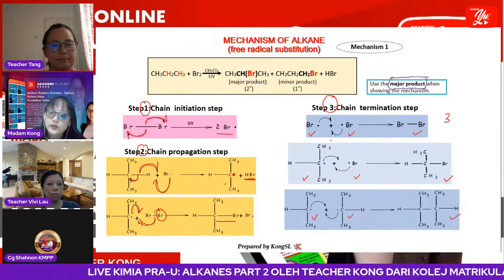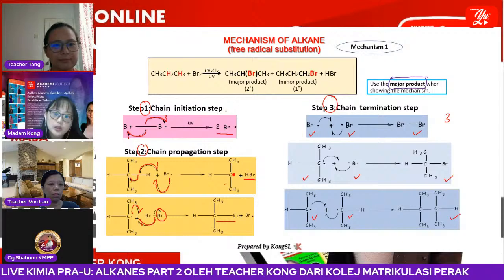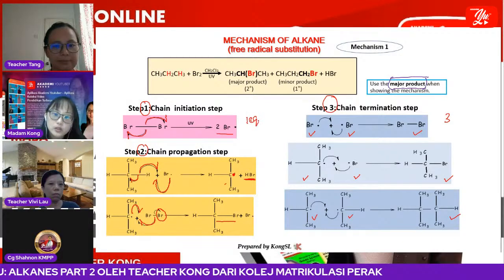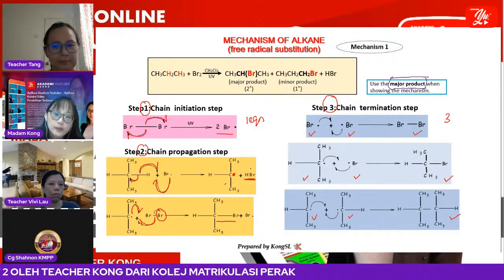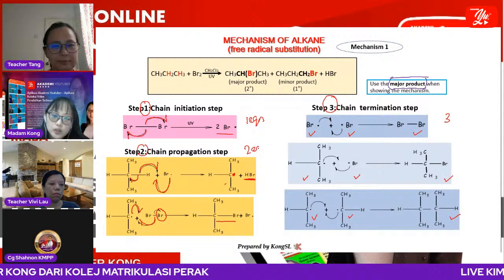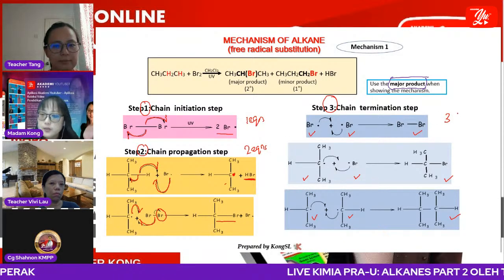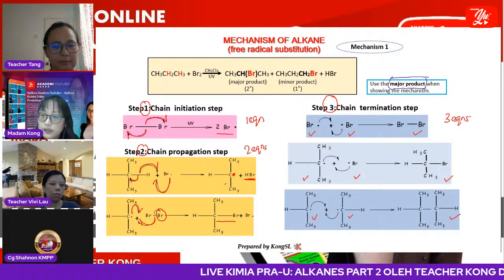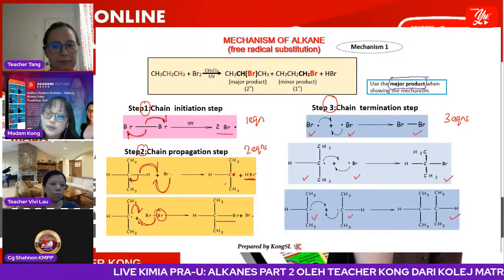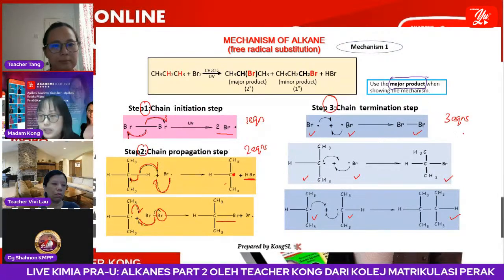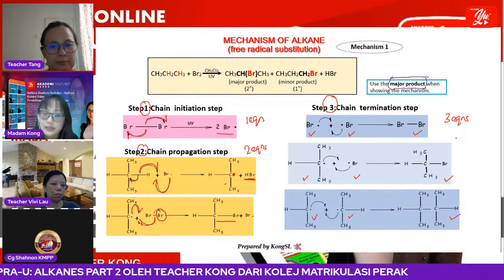So I always remind my students, right, for step one, the initiation step, only one equation. For step two, the propagation step, there must be two equations. And then for step three, the termination step, there must be three equations. It's a must. Kalau sini dua, you tulis satu, salah. Bukan salah, tak dapat markah penuh. Kalau sini tiga, you tulis satu, ataupun tulis dua sahaja, tak dapat markah penuh.